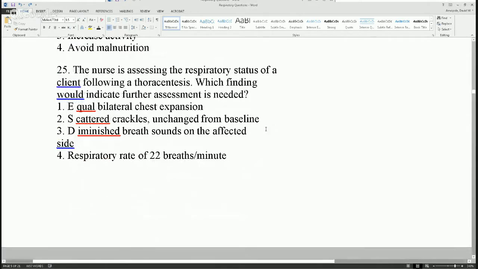Christy, the nurse is assessing the respiratory status of a client following a thoracentesis. Which finding would indicate further assessment is needed? Three. The nurse assesses breath sounds and vital signs, particularly looking for signs that may indicate a pneumothorax as a complication from the procedure.